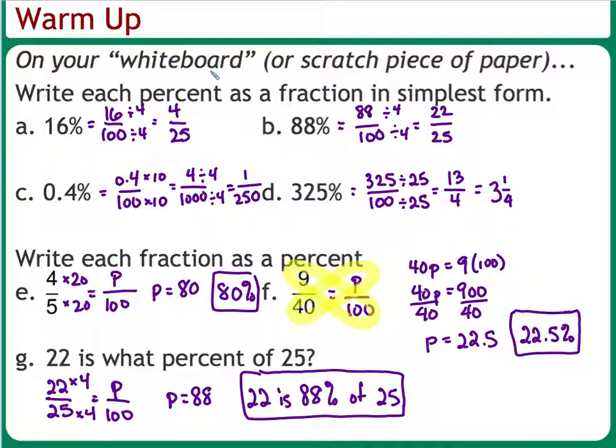All right, so here are the answers to these. I'll let you go ahead and look at that. But again, on option F here, this is where cross products would come in handy because there's no easy way to go from 40 to 100 using multiplication. All right, so let's go ahead and keep going with our work.